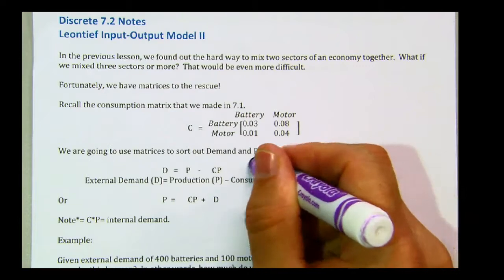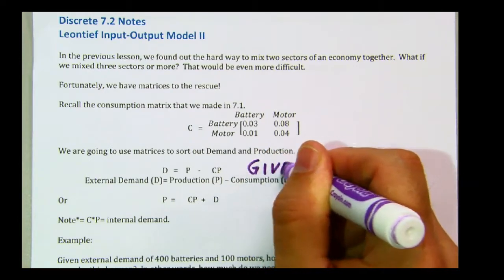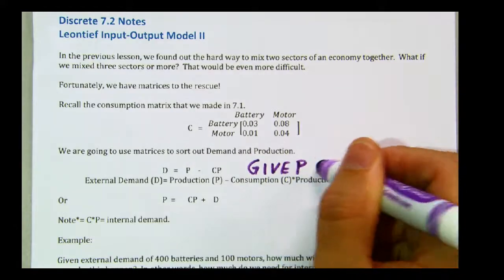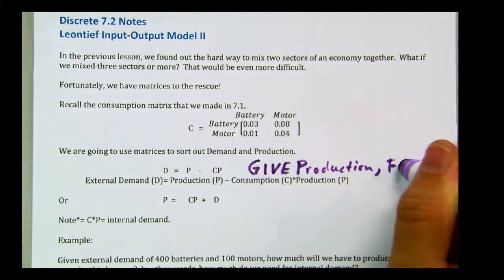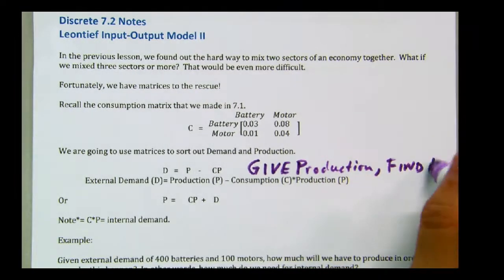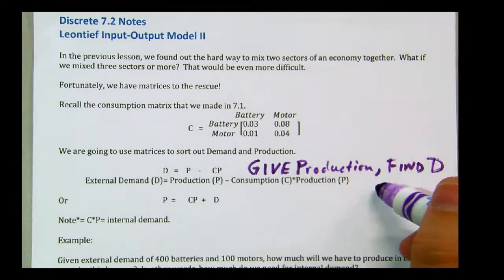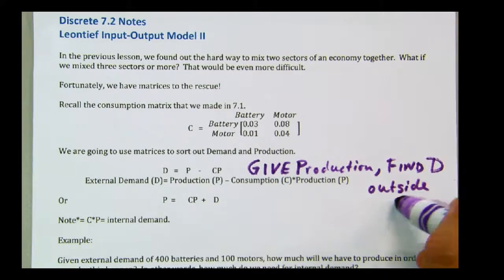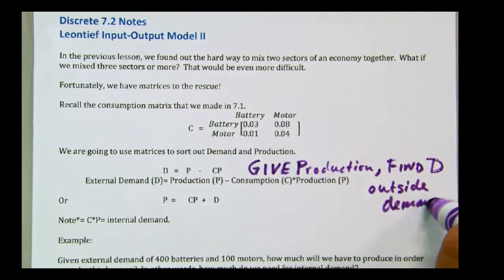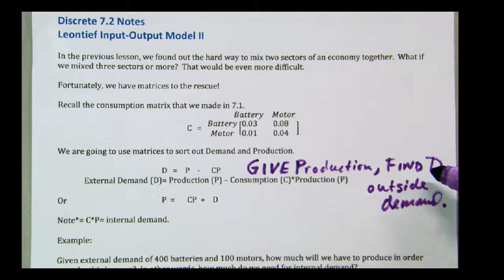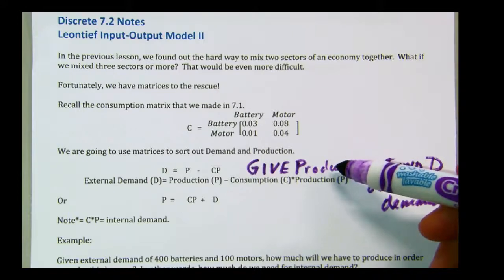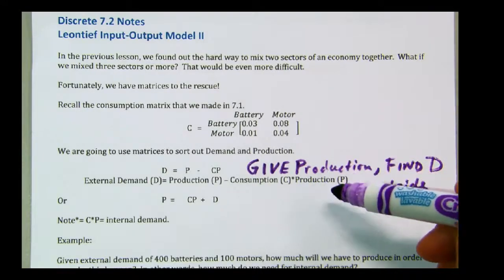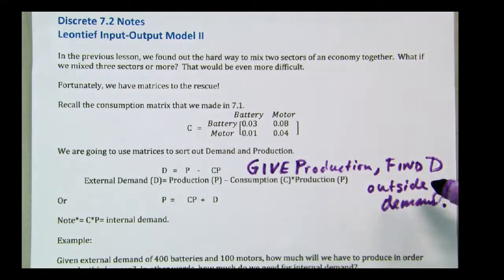So with this equation, this is going to mean that given P, which is production, what's going to happen is that you want to find D. And remember, D is your outside demand. So if I get an order for a company, then that would be D. If I can produce a certain amount, then that would be your P. So in this case, production is going to be how much your company can produce, and then you can go ahead and find out how much you can send outside the company.